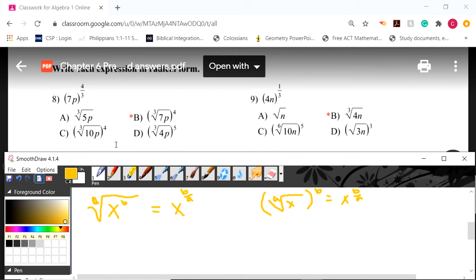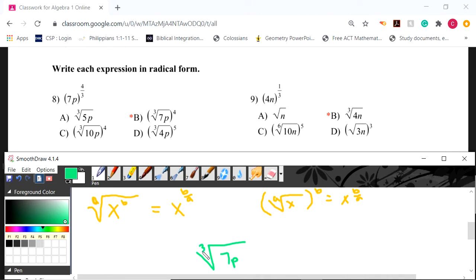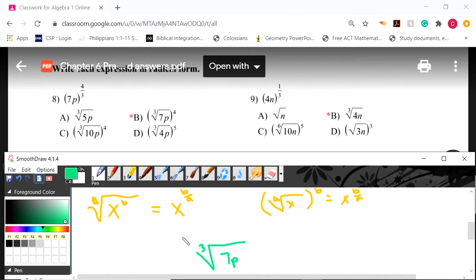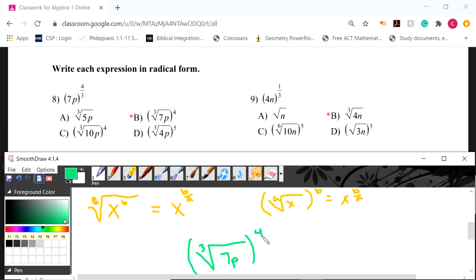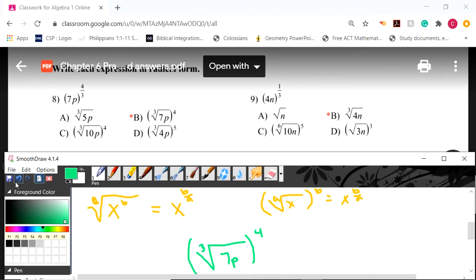Okay, let's go backwards now. So if this is being raised to the 3rd, right? We're going to go backwards. It's going to be in the square root. The square root's going to be 7p. That 3 is a, so that would go in here. That 4 is b, and remember the b goes on the outside. So that's why the answer is B. So you might want to write this down when you're doing your test.